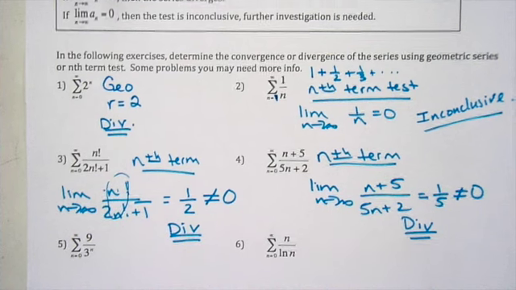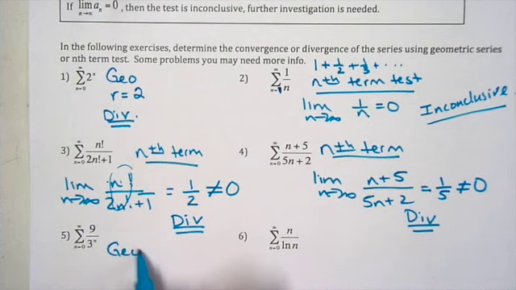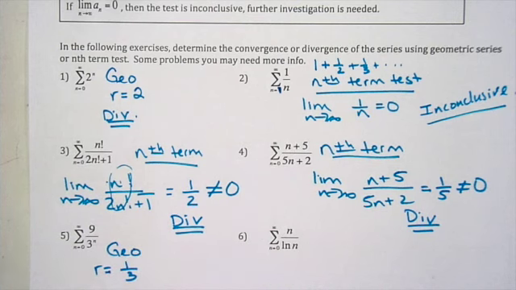Okay, number 5, this is a geometric series. The only thing that's being raised to the nth power is the 3, so your r is really 1/3. That is less than 1, so we know that it converges.